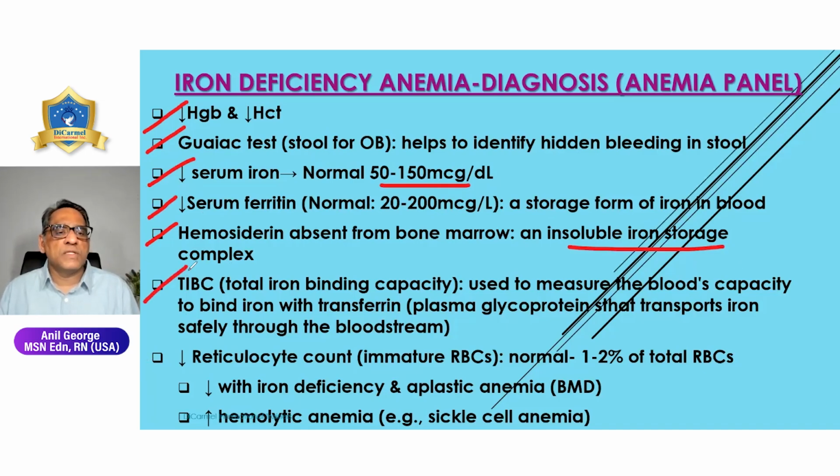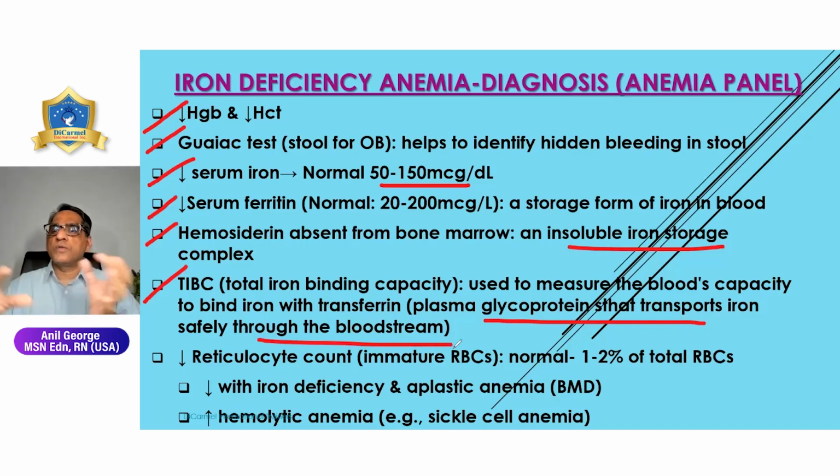And then TIBC, total iron binding capacity, used to measure the blood's capacity to bind iron with transferrin. Now, transferrin is the protein which transports iron through the bloodstream. Yes, again, to transport iron through the blood, we need transferrin. So that could also be deficient.